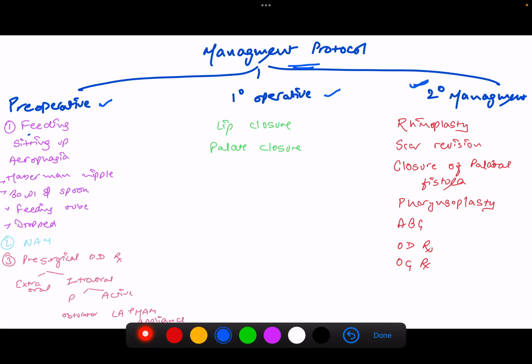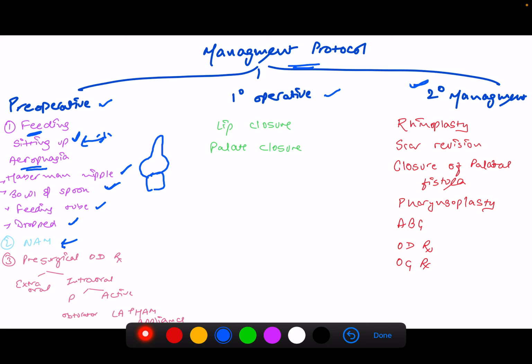For the preoperative, feeding is a major problem, and once the child is having a feeding problem, it will lead to calorie deficit, and then the child will have growth problems. So feeding is a primary problem. Also, this patient is having aerophagia, that is he sucks in air along with the food. To prevent that, the patient should be fed in sitting up position. Haberman nipple should be used. Haberman nipples are basically the larger nipples. Bowl and spoon can be used. Feeding tubes or dropper can be used if nipples are not available.